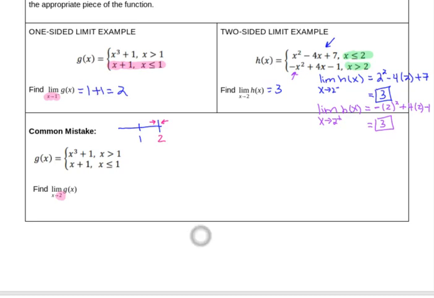So for this piecewise, I only care about this function. It's actually pretty straightforward. I'm just going to do 2 cubed plus 1. So I get 8 plus 1, which is 9. So the common mistake here is that everybody seems to think that we need to plug it into both functions to check both sides, but we know that if we're approaching 2 from the left and the right, we're still going to be greater than 1. So we only care about the function where x is defined as greater than 1.